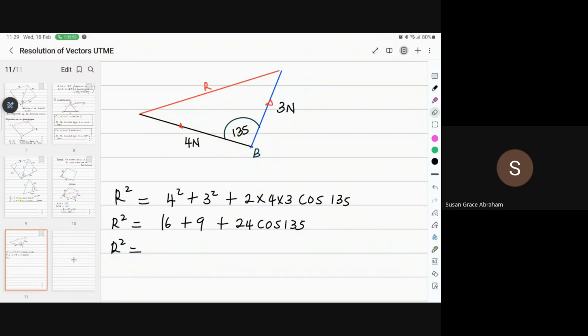8.029. Is it? Did you take the square root? Did you take the square root of r? Remember, you have r squared. Yeah, 8.029. But remember, it's not just r. We are looking for r squared. So you have 8.029, right? But we're looking for r. Remember.